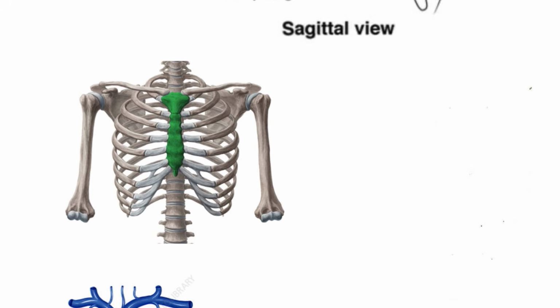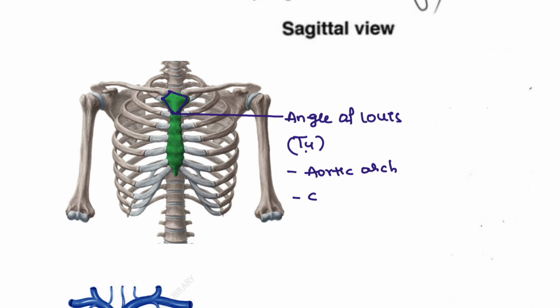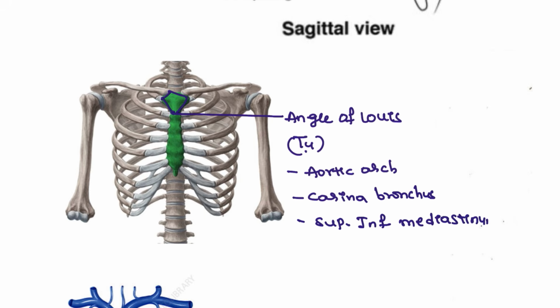Next, here you can see this is the sternum, right? And here we have the angle of Louis at the T4 level. What is the importance of this angle of Louis? It divides the aortic arch and its branches. At this location only, we will see the carina, the bifurcation of the bronchus, and it will also divide the superior and inferior mediastinum.